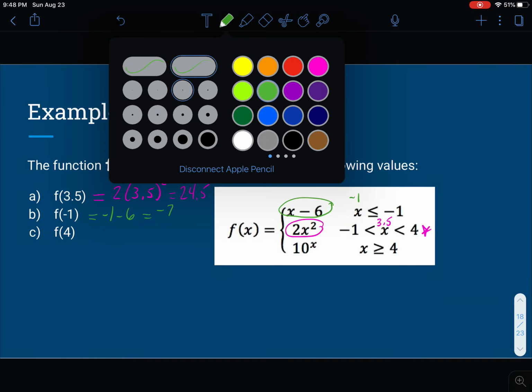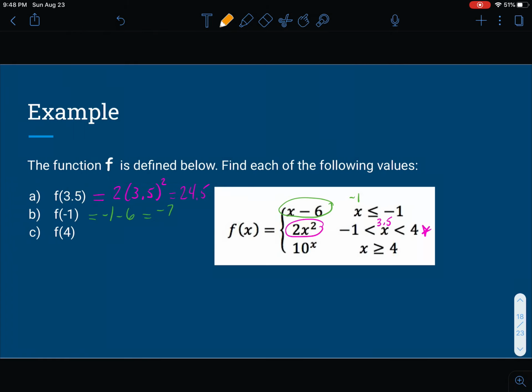And then for the last part here, let's see, orange might work. Okay, the last part is f of 4. Now, here's a little bit of a trick. It was actually the same with the -1s, but let's just look at the one with the 4. This says that your x value should be less than 4. Is 4 less than 4? No. But what about if we put it here? Is 4 greater than or equal to 4? Yes, that is a true statement. So we're going to go ahead and put it into here. So we have 10 to the 4th.